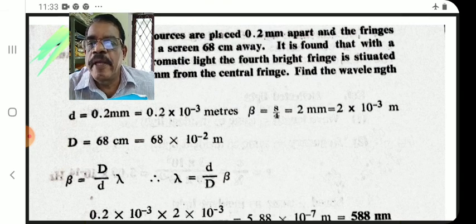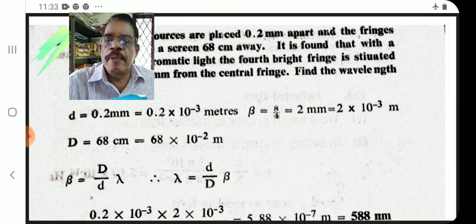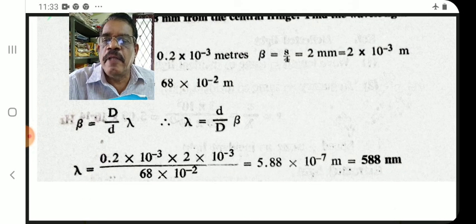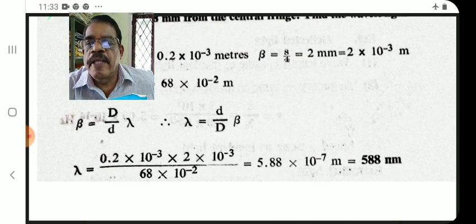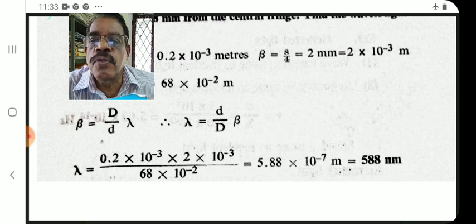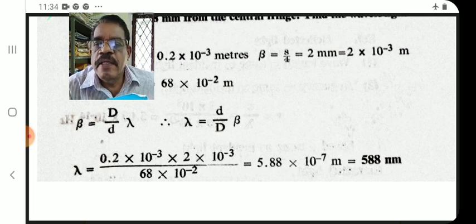Beta is d lambda by D. Therefore, lambda is d beta by capital D. Put the values. Lambda is 0.2 × 10⁻³ into 2 × 10⁻³ by 68 × 10⁻², which is equal to 5.88 into 10 raised to minus 7 meter.